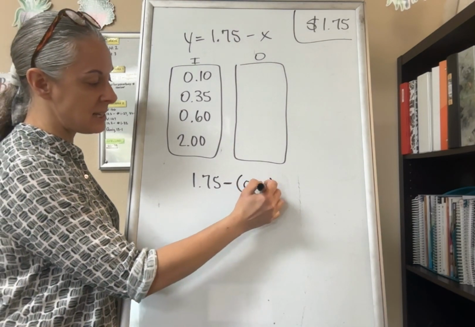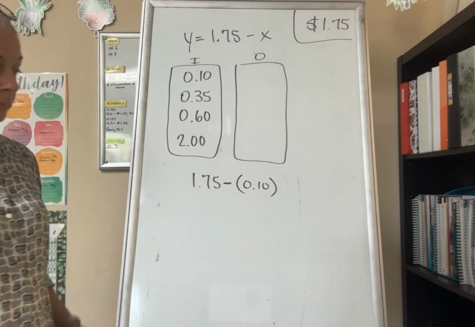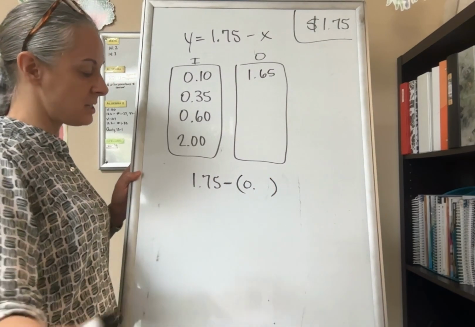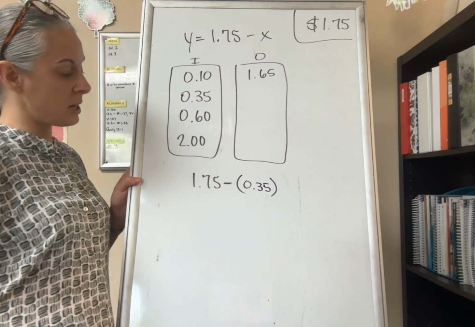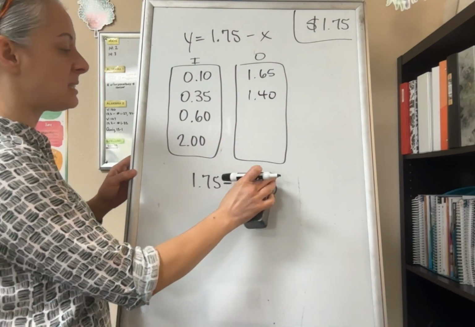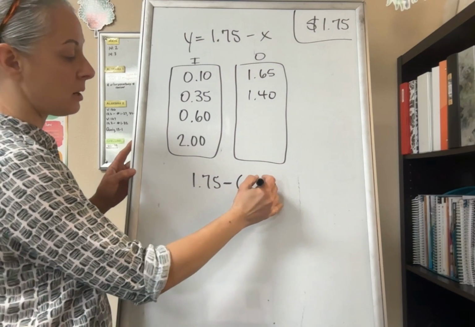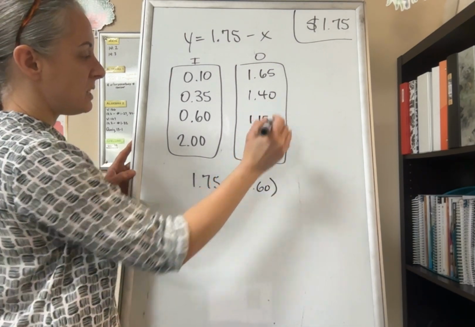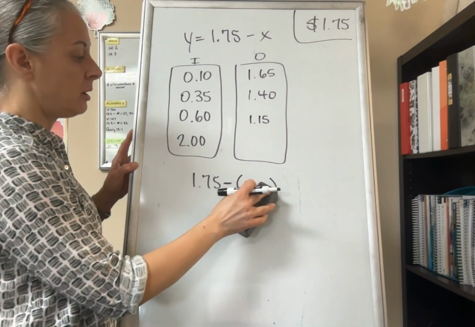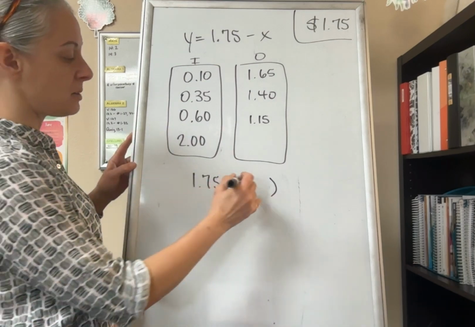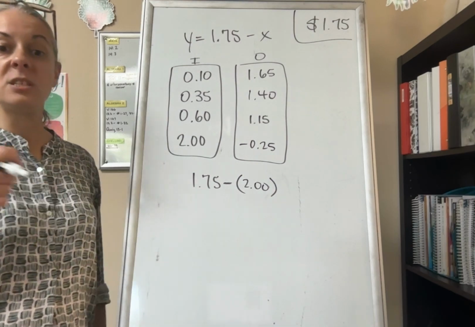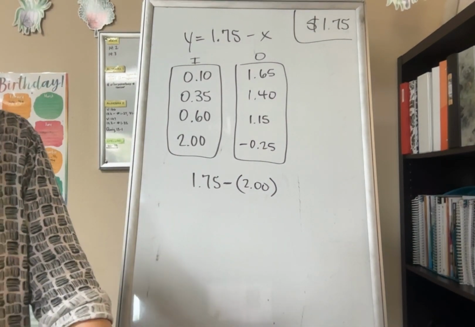If X is 10 cents, what's the output going to be? $1.65. What about if X is 35 cents? What's the output going to be? $1.40. What about if X is 60 cents? What's the output going to be? $1.15. And what about if the input is $2? The output is going to be negative 25 cents. So change needs to be returned back to the customer, right?